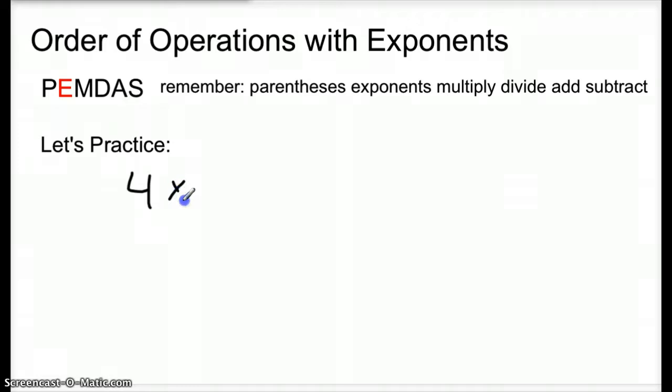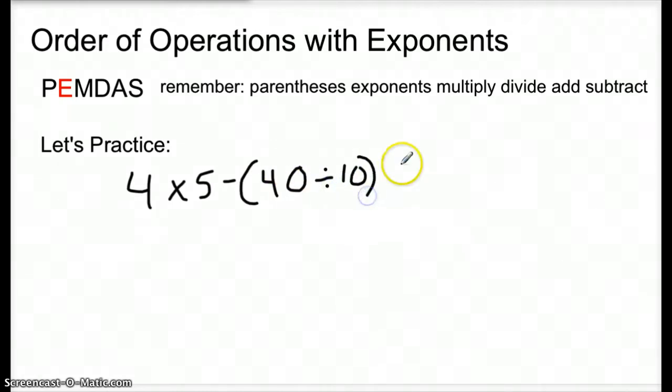4 times 5 minus, in parentheses, 40 divided by 10, plus 3 squared. And we're going to work on this problem.